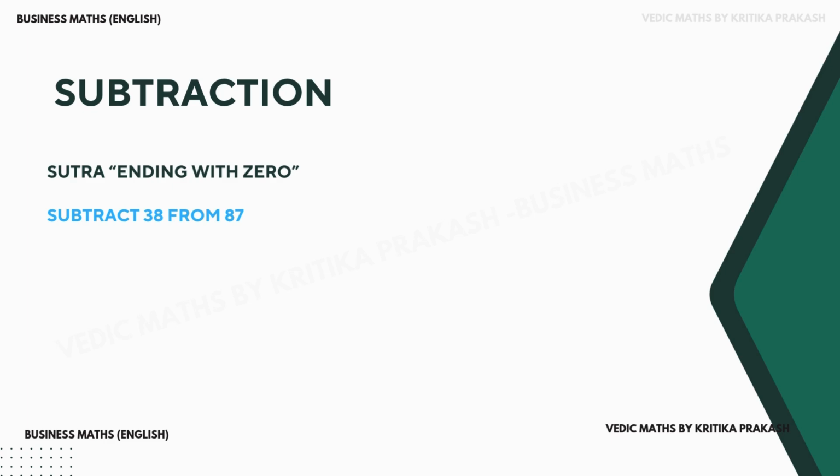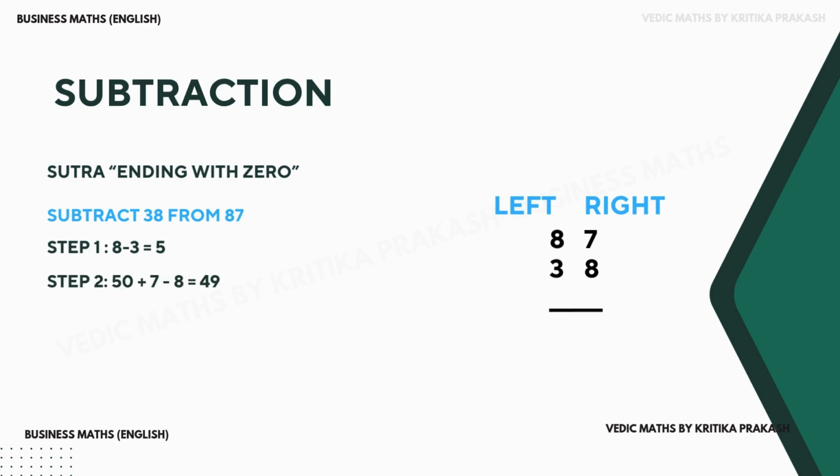Again, we would classify the digits from left to right. Then we would solve the question from the left hand side. The calculation is you are subtracting the numbers 8 minus 3. Then you are adding the first value from the right hand side, that is 7. And then you are subtracting the last value, which is 8, which gives you the answer for the subtraction.